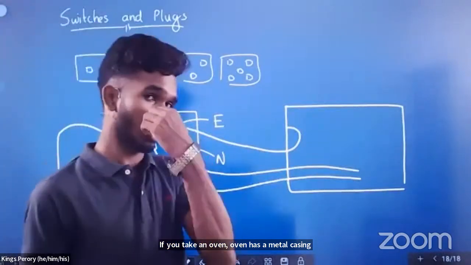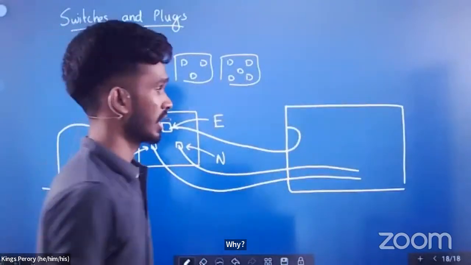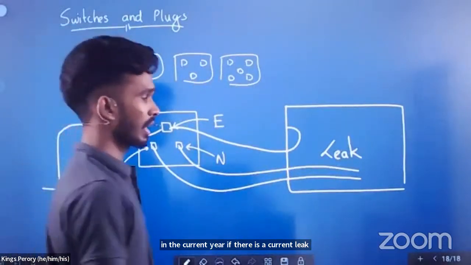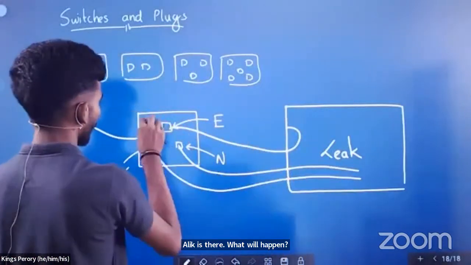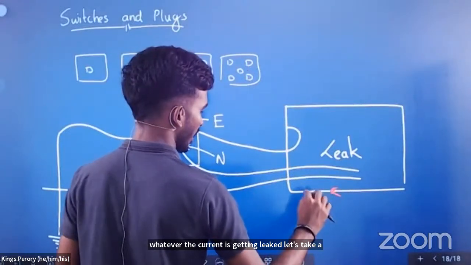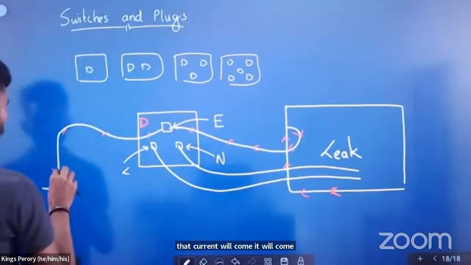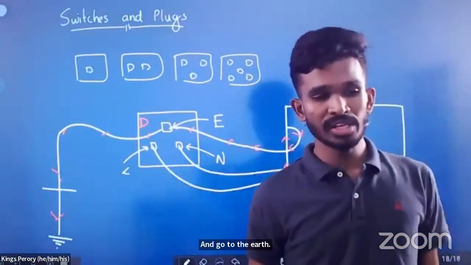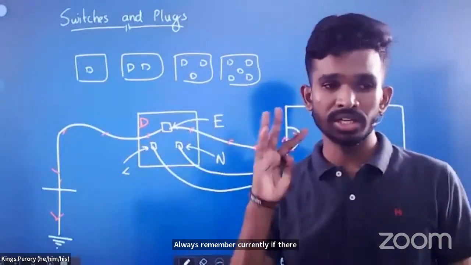Why? In case there is a current leak here, what will happen? Whatever current is getting leaked, let's say a certain ampere of current, will come through the earth wire and go to the earth. Always remember, if there is a leak, current will try to go to the earth. That is what it tries to do.